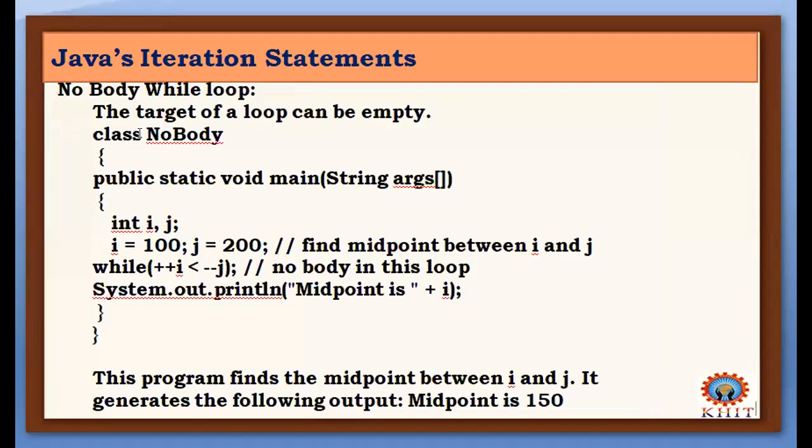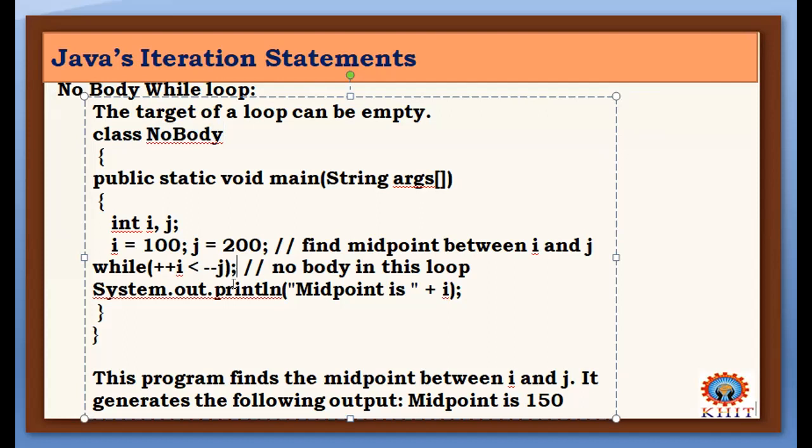So see here, I took the class as NoBody. So I took int i, j, two values. i is equal to 100 and j is equal to 200. Now I am writing a while condition, while plus plus i less than minus minus j, and I put a semicolon there. Okay, what does it mean when a semicolon is given? The while loop doesn't have any body. Okay, no body in this loop. After that, simply I am printing a statement, System.out.println midpoint is plus i. We'll see later why I wrote this statement.